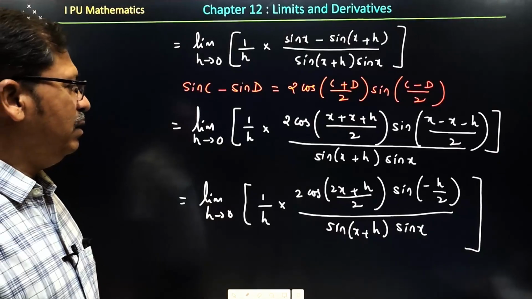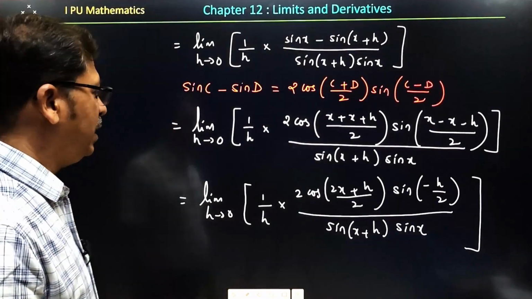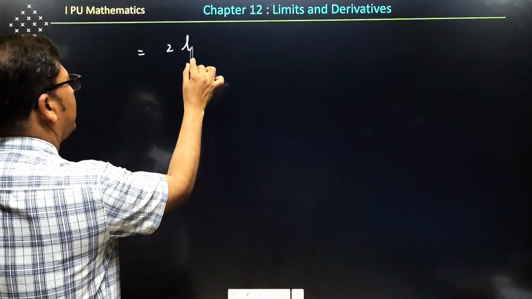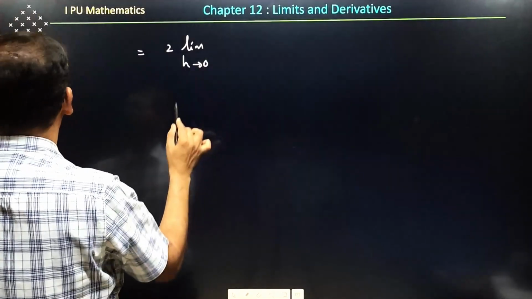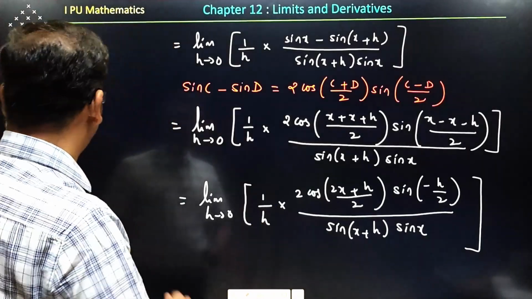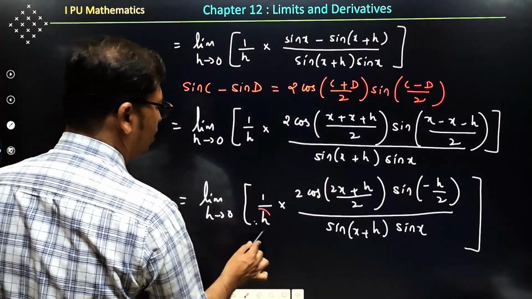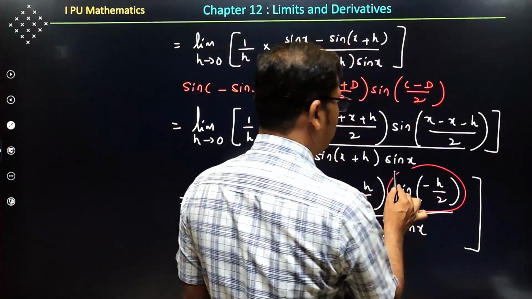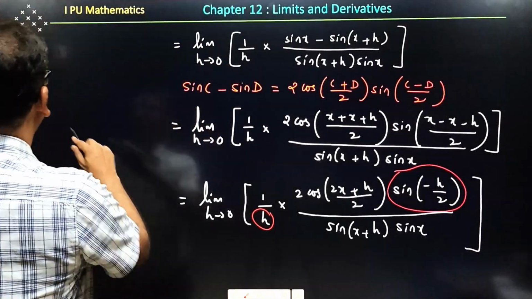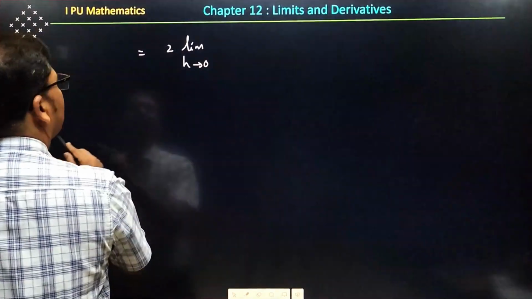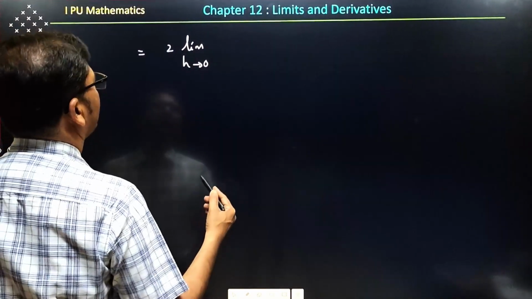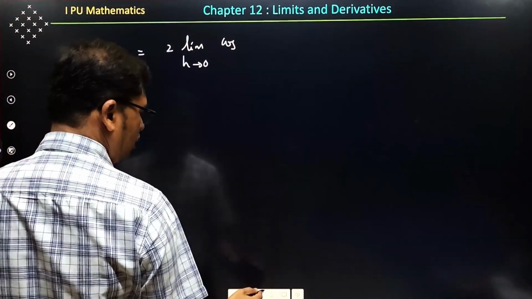In the next step of calculation, you do the adjustment like this. Limit h tends to 0. This is equal to 2, which I would like to take outside. This h I would like to tag with this expression, sine of minus h by 2, because that is convenient there. Next, limit h tends to 0, cos of 2x plus h by 2 you take here.